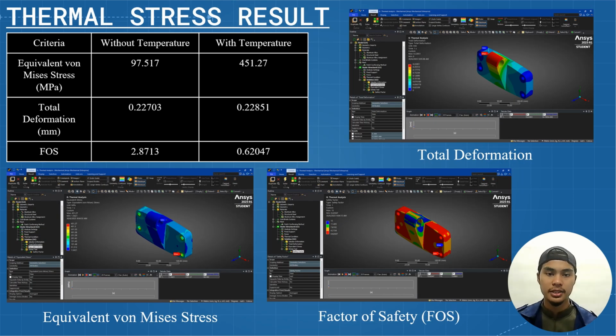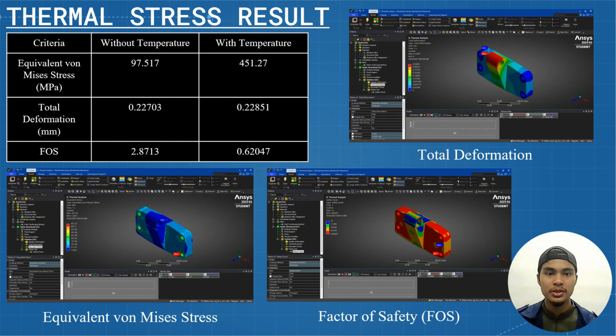These are the thermal stress results, where we create a table comparing two cases, without temperature and with temperature. Here we can see equivalent von Mises stress, total deformation, and factor of safety. Why do we compare these two? First, to see the impact of heat, which shows how much stress and safety change just from temperature. Second, to spot hidden risks.